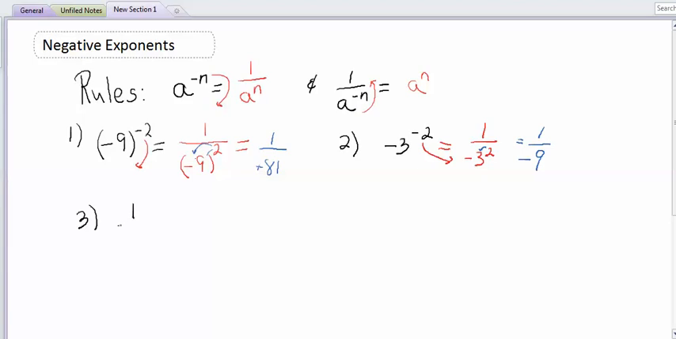Okay, number 3. We've got 1, and it's 2 to the negative 3. Again, we want to get rid of the negative exponent, so we're going to bring it to the top as a 2 to the positive 3. And now we're just going to go ahead and distribute that exponent. So 2 times 2 is 4 times 2 is 8. So your final answer is 8. Number 4.